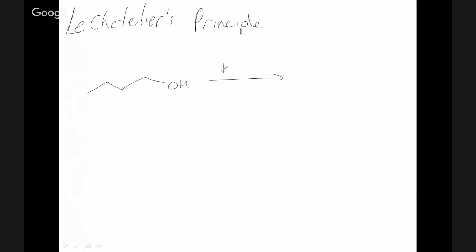Let's talk about Le Chatelier's principle. I've mentioned that in class. And let's look at this reaction. Very similar to what we just showed. H2SO4 gives butene, the double bond, gives an alkene and water, right? So this is an endothermic reaction.